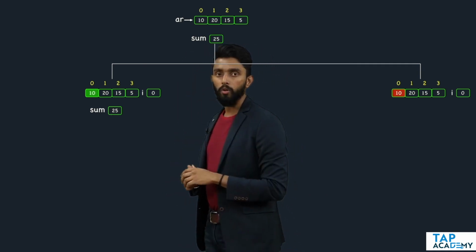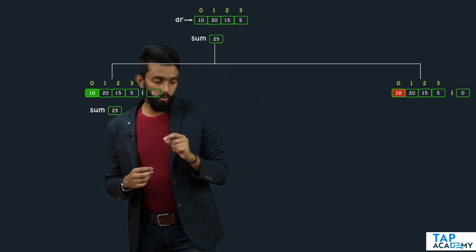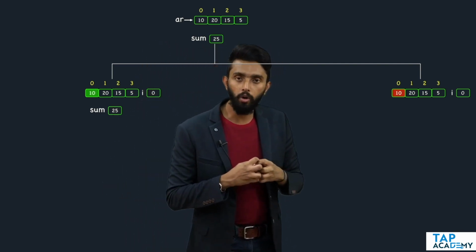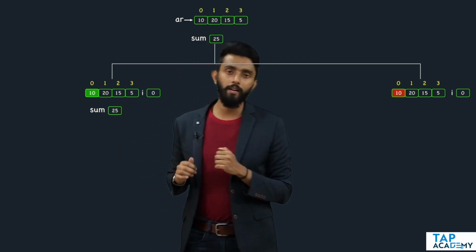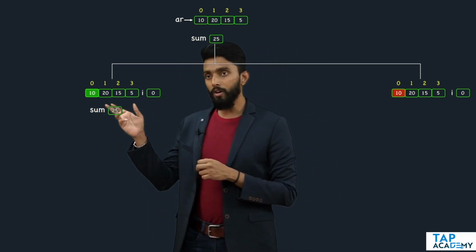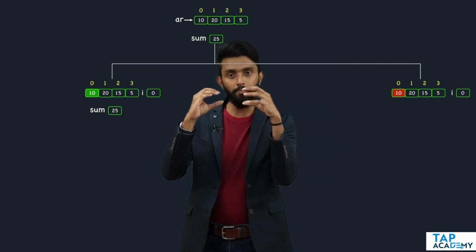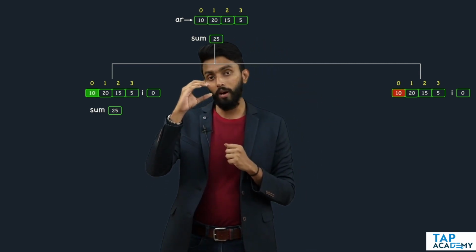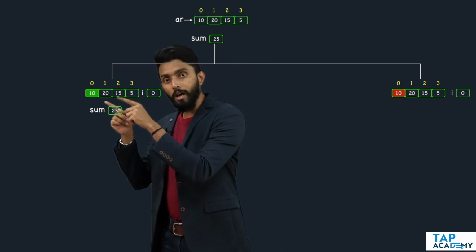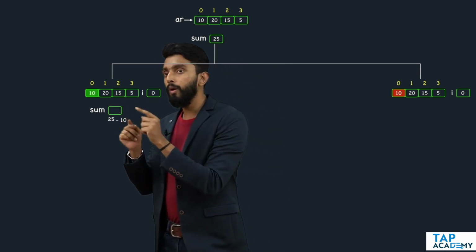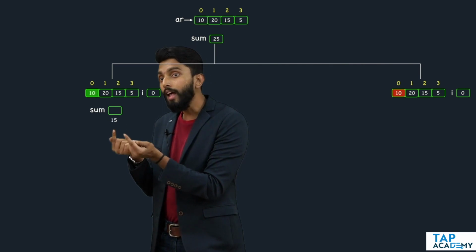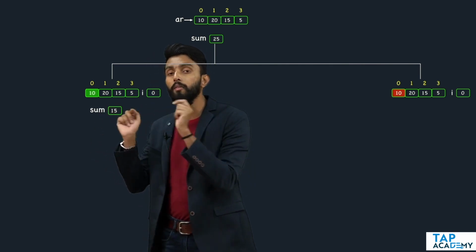Now here what I am going to do is, I need to check whether 10 can be picked or not. So let us assume I pick 10. I have picked 10, isn't it? So 10 is already there. Now I must add something to 10 which will give me 25. So I will subtract 10 from 25. See, 25 minus 10, that will be my new sum. My new sum will become 15.